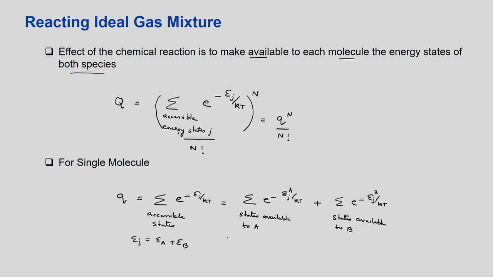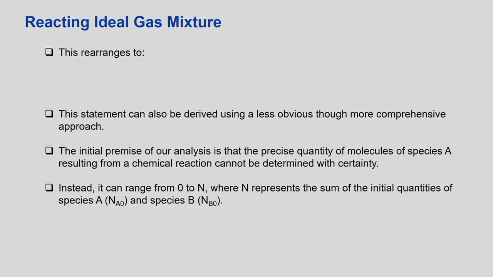Or I can write down, what is this? This is nothing but qA. And what is this? This is nothing but qB. So it is just the sum total of the single molecule partition function for species A plus the single molecule partition function of species B. This rearranges to, because Q is q to the power N by N factorial, Q equals (qA plus qB) to the power N by N factorial. So this is the expression, where N, the total number of molecules, nothing but at any instant Na plus Nb, is fixed.